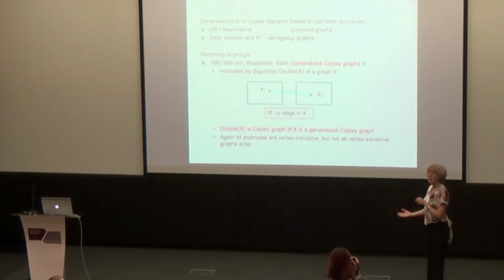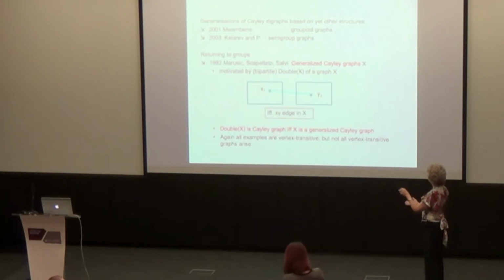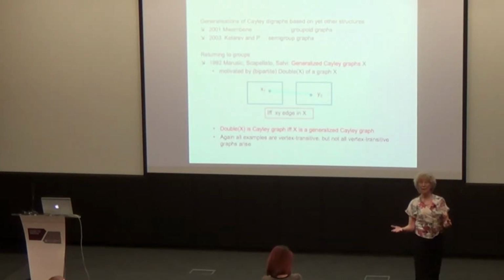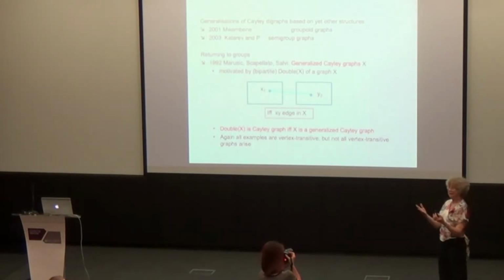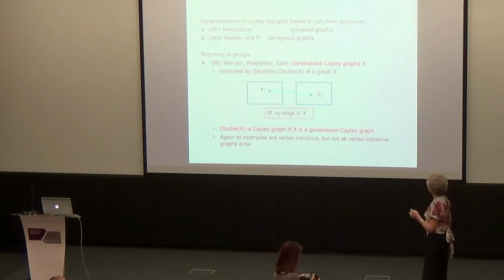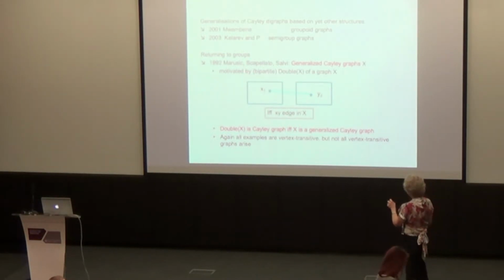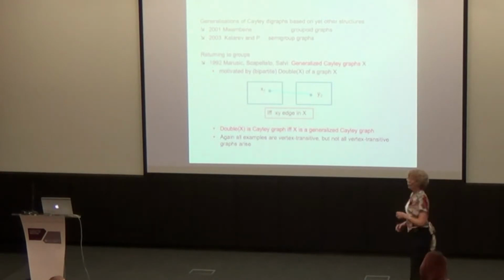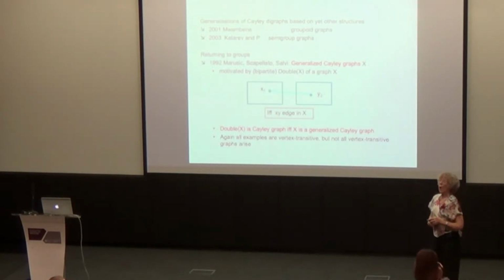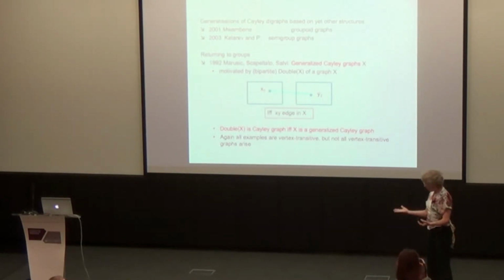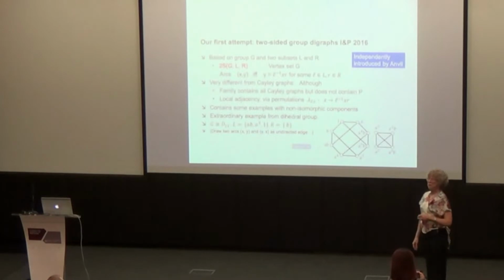And so they proved that this double of X is a Cayley graph if and only if X was one of their generalized Cayley graphs. So again, they had a particular purpose in their extension of the notion of Cayley graphs. And again, all of their examples are vertex transitive, but not all vertex transitive graphs arise. We very much hoped that our larger class of graphs would at least contain all of the vertex transitive graphs, because at least we wanted the Petersen graph to be there.